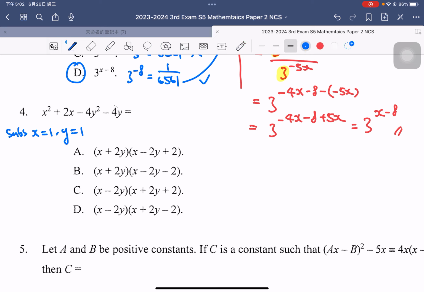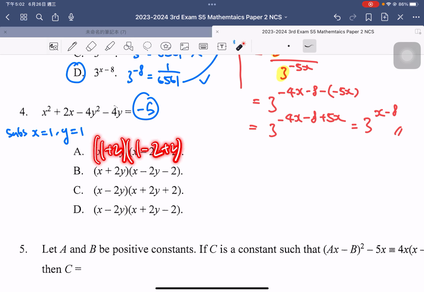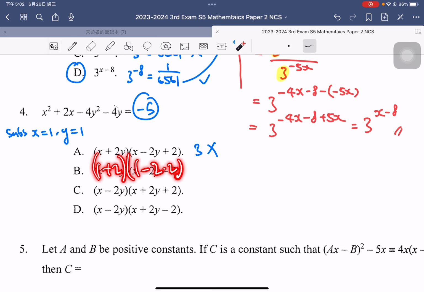So when you substitute all of them to be 1 here, now I have 1 plus 2 minus 4 minus 4. This will give you negative 5. So we try substituting into the 4 answers as well. Now I have 1 plus 2 times 1 minus 2 plus 2. This gives you 3, which is wrong. And for the second one, we have 1 plus 2 times 1 minus 2 minus 2, giving you negative 9, which is wrong as well.